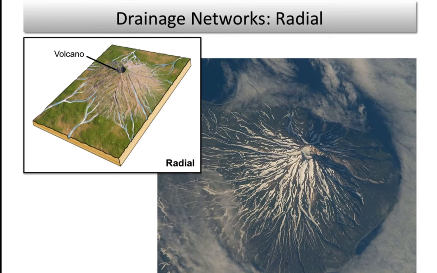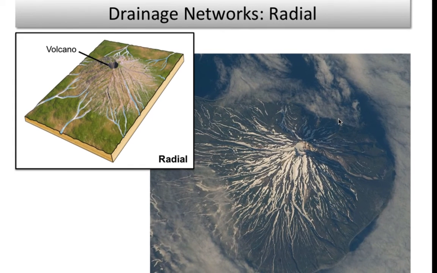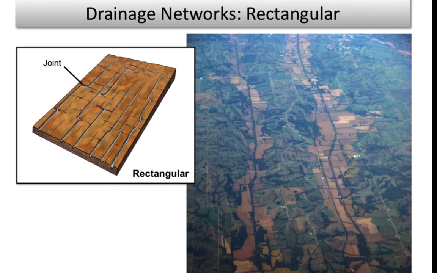Now, the next one here, we have drainage going out in all directions. If we look at a topographic map, we would know that there's a hill or a volcano here, radial pattern. And then here we have the rectangular pattern.